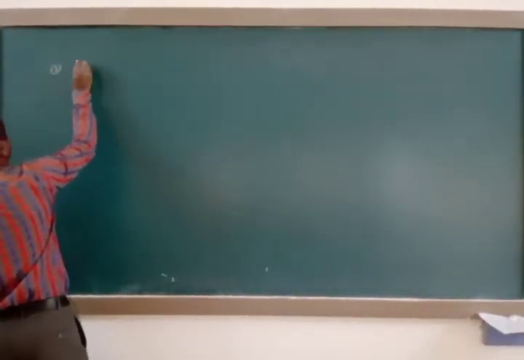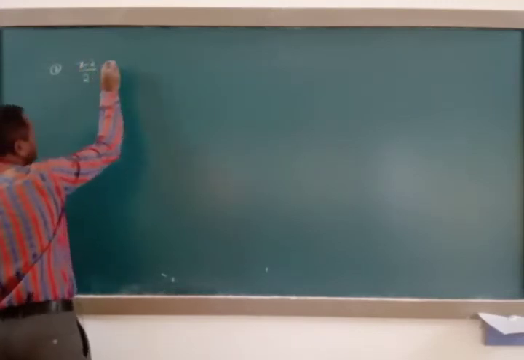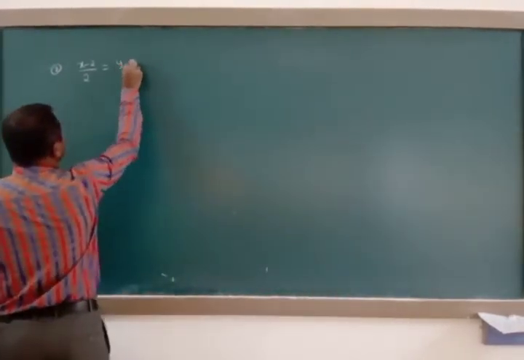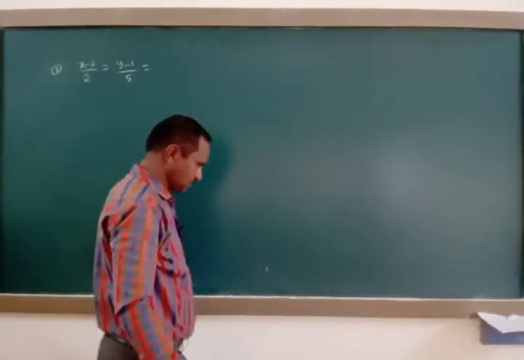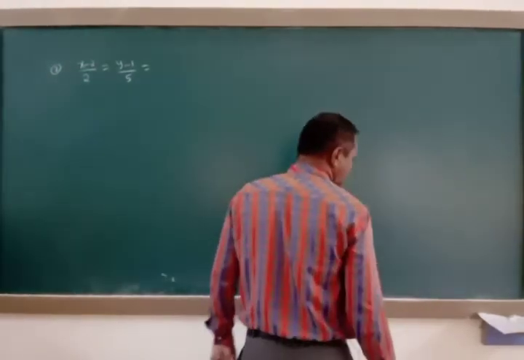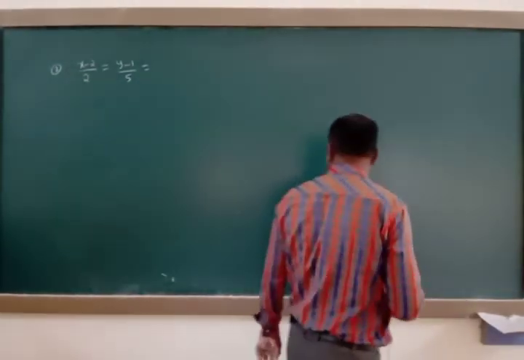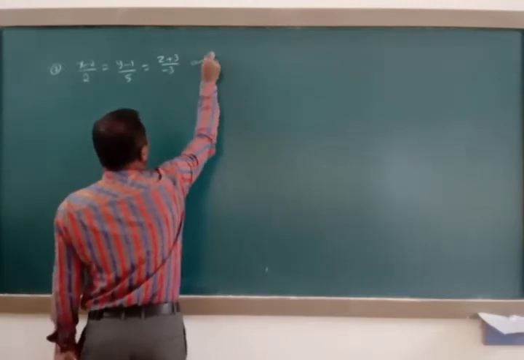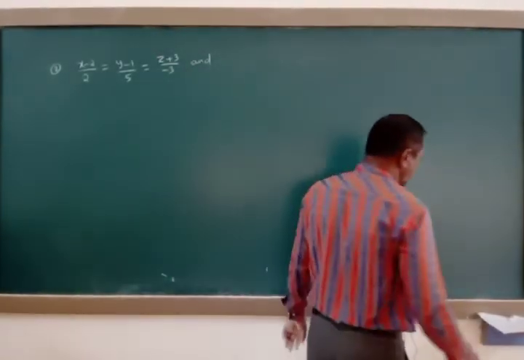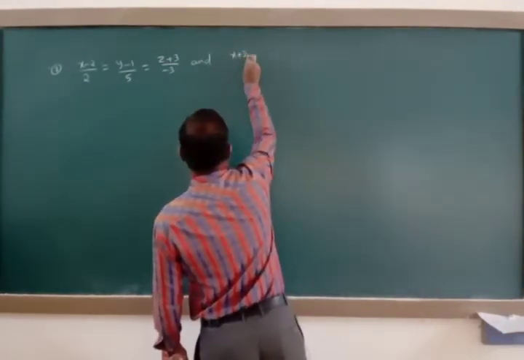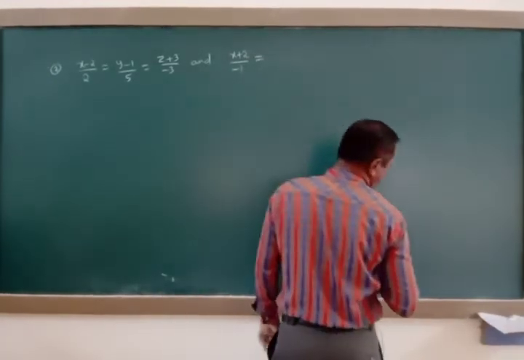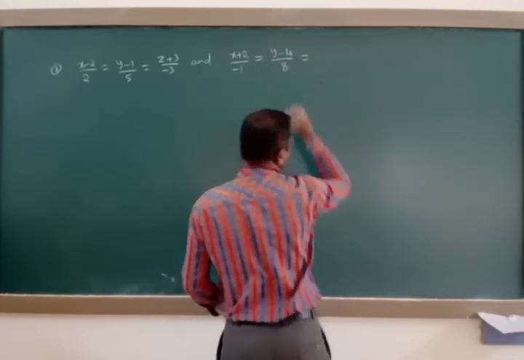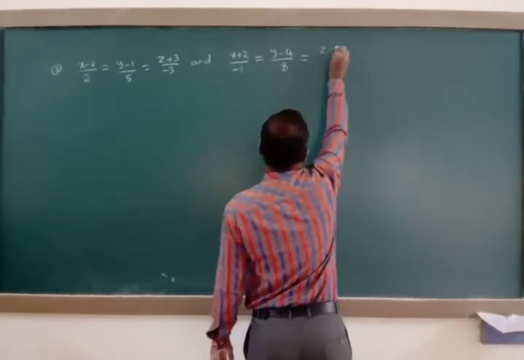The first line is (x minus 2) by 2 is equal to (y minus 1) by 5 is equal to (z plus 3) by minus 3, and another line is (x plus 2) by minus 1 is equal to (y minus 4) by 8 is equal to (z minus 5) by 4.